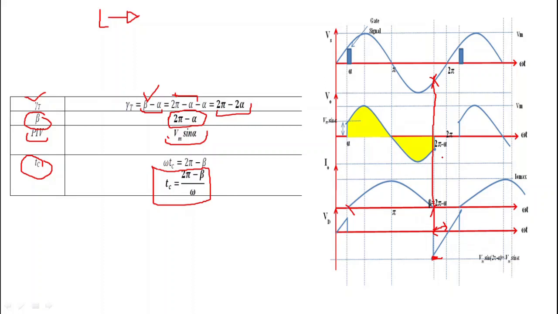Friends, although this lecture is not very important from the exam point of view, I covered it to enhance your knowledge, so that you will be able to understand the concept of rectifiers more clearly. So this is all about this video. I hope you will like this video.